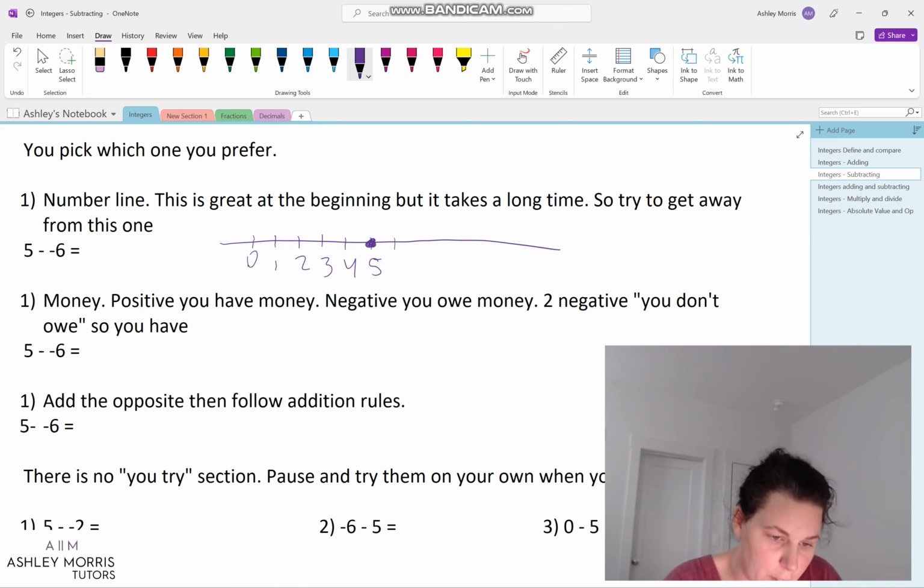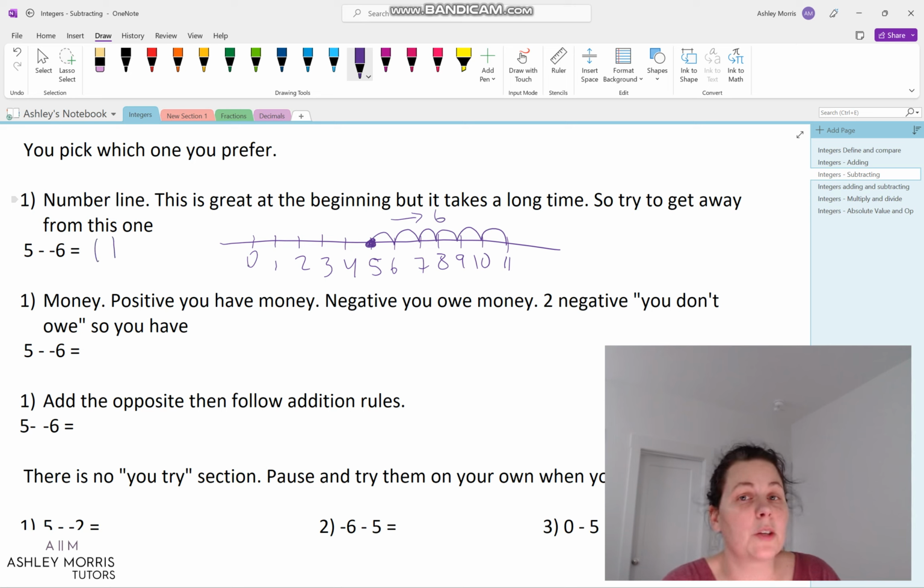We're going to go right 1, 2, 3, 4, 5, 6, 7, 8, 9, 10, 11. Okay, I did count right. So our answer for this one is 11. And again, there's nothing wrong with doing it this way. It just takes a while, especially once the numbers get big.